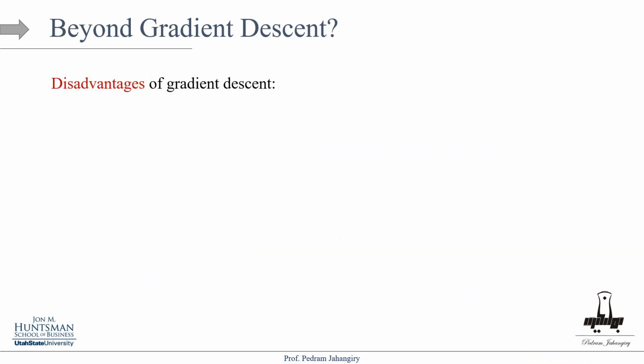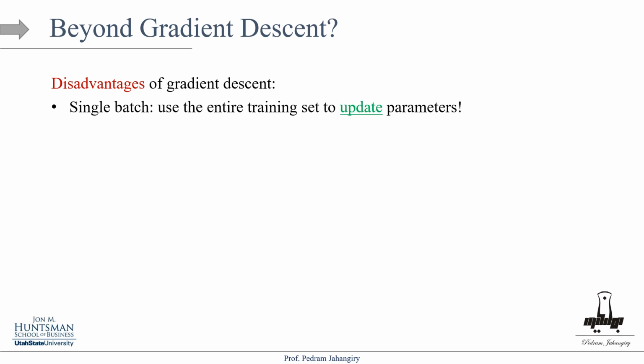Okay, now the question is, why should we go beyond gradient descent, right? There are some important disadvantages of gradient descent that make us wonder, can we do it even better? And the answer is yes. So what are the disadvantages?